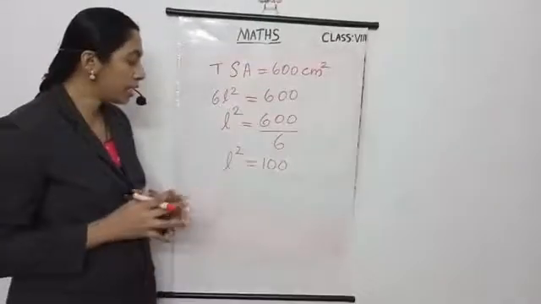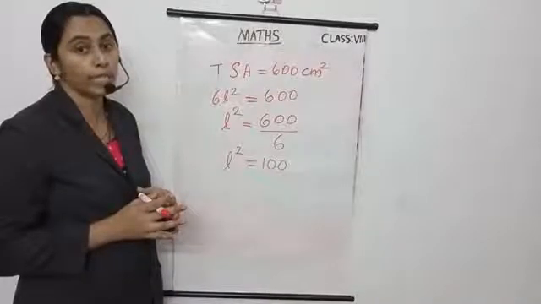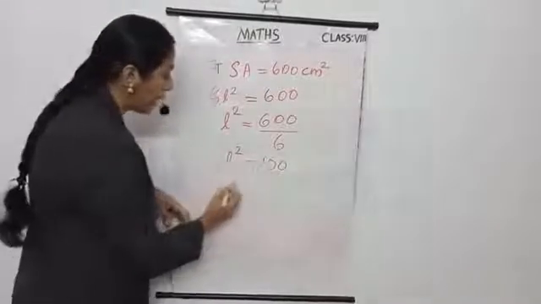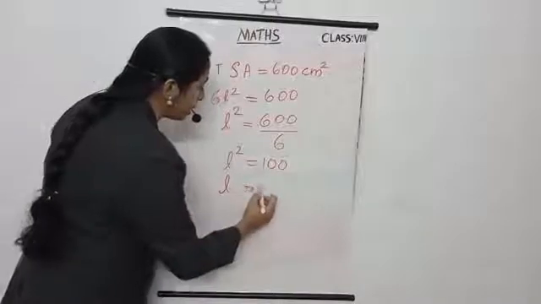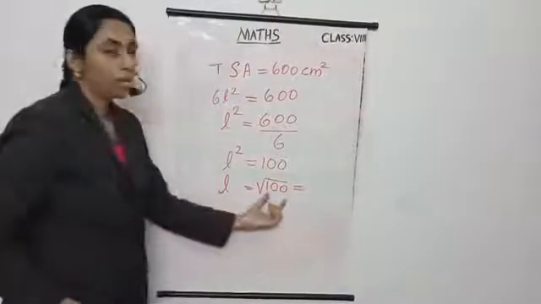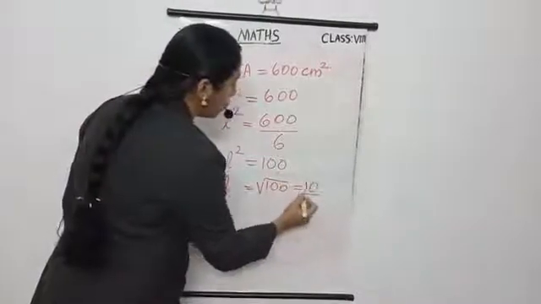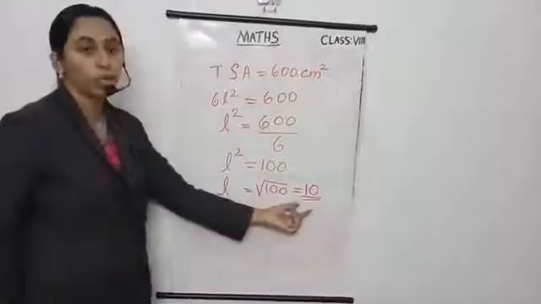So in the 6th chapter we learned square and square roots, isn't it? So L square is 100, then L is equal to root 100. That means root 100 is 10. So the length of one side is equal to 10.